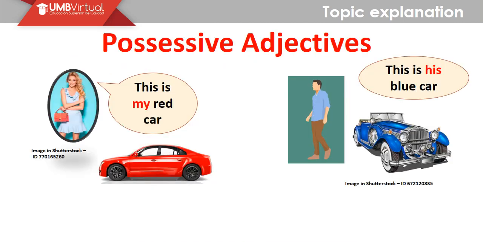So, for example, let's see the following examples. This is my red car. This is his blue car. And you can see right there, we can use this is or these are, it depends according to the subject we have in here.